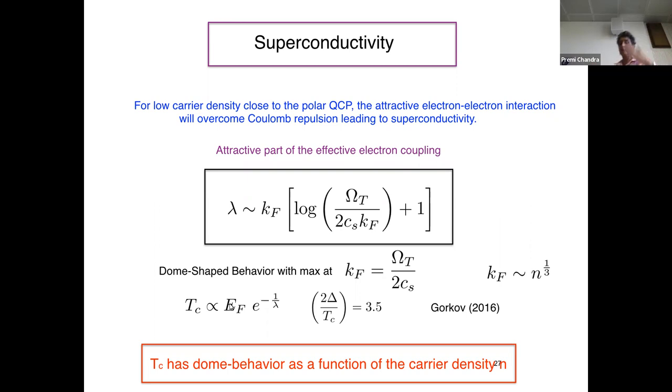Thankfully, Gorkov, one of York's heroes, has worked out this superconductivity for us. This is instantaneous, but with space. I was thrilled to see a young picture of Gorkov; I hadn't seen that before. Tc goes like Ef, proportional, I think there's a 0.3 or something, e to the minus 1 over lambda. The good news for us is that 2 delta over Tc is 3.5, which is what Harald Huang sees experimentally. So Tc has a dome-like behavior as a function of carrier density. Remember, Kf goes as n to the 1/3.